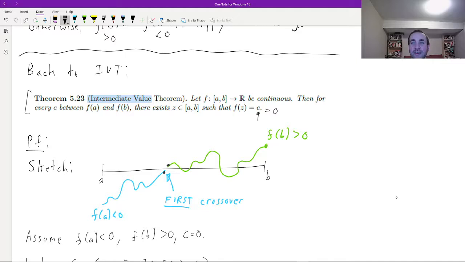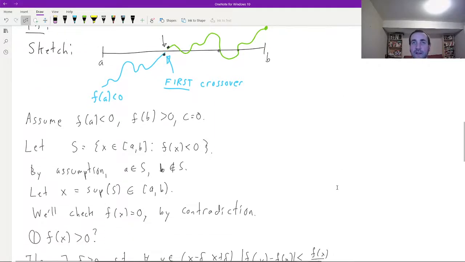And so our candidate for this point z is going to be exactly this first crossover point. Now, of course, there might be later places as well where the value of the function is 0, but we don't really care about that. We just need to check that there's at least one point. Okay, let's add in some notation and try to make this rigorous. So like I said, I'm going to assume for now that c is 0, f of a is strictly less than 0, and f of b is strictly positive.